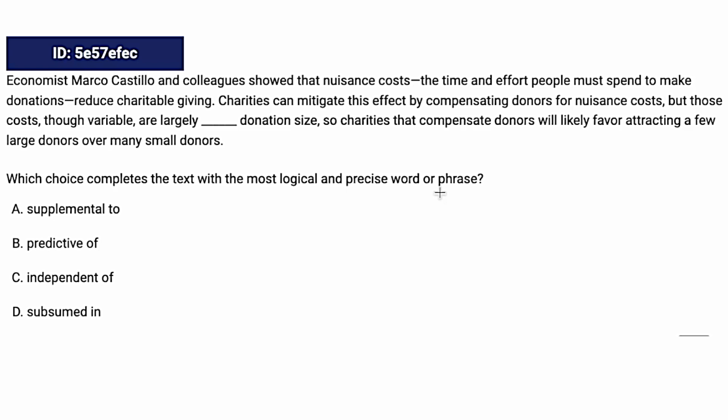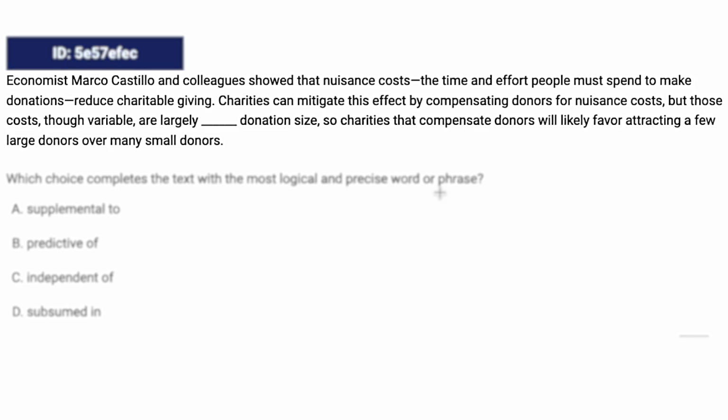So we've got economist Marco Castillo and colleagues showed that nuisance costs, the time and effort people must spend to make donations, reduce charitable giving. Charities can mitigate this effect by compensating donors for nuisance costs, but those costs, though variable, are largely blank donation size. So charities that compensate donors will likely favor attracting a few large donors.